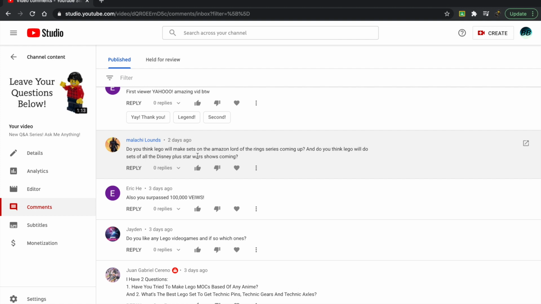LEGO is pretty good, obviously, at judging what things are popular, and as a company that sells products, they have to keep up with that. So I feel like it definitely depends on how successful the Lord of the Rings series is. I know they have made Lord of the Rings and Hobbit sets in the past, and I really wish I had gotten some of those, mainly just for the figures. They seem super cool.